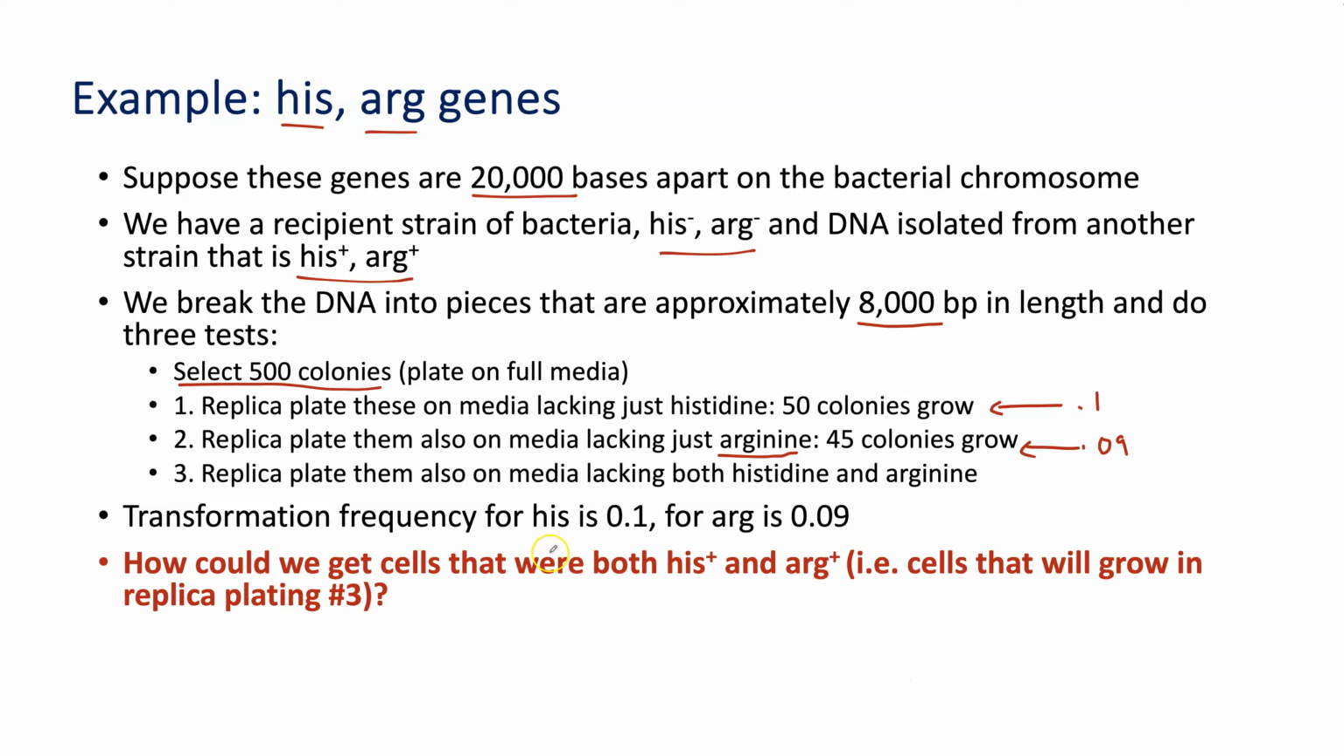And so think about this for the next recording. What is the chance that we get both histidine and arginine genes in the cells if the pieces of DNA that we're putting in are about 8,000 bases long, but the genes are actually around 20,000 bases apart? Okay. And you need both of these frequencies to try and figure that out. And we'll start with that on the next video.